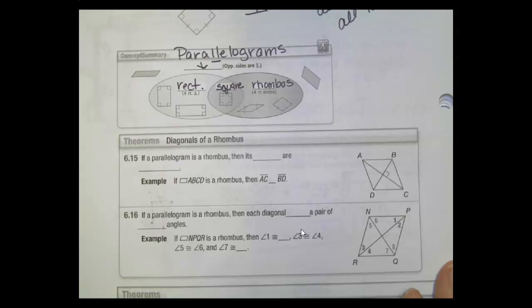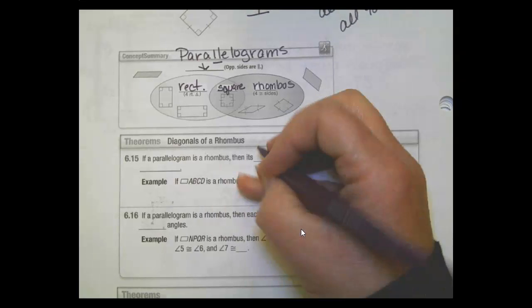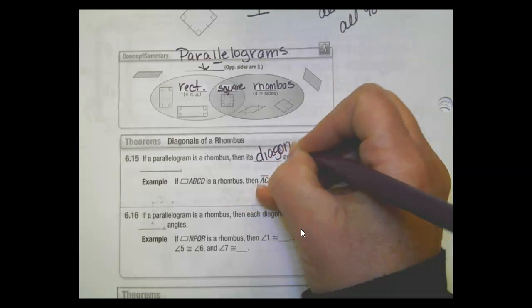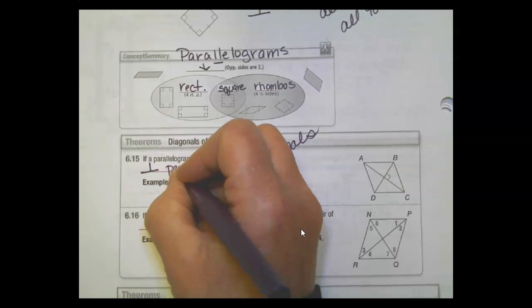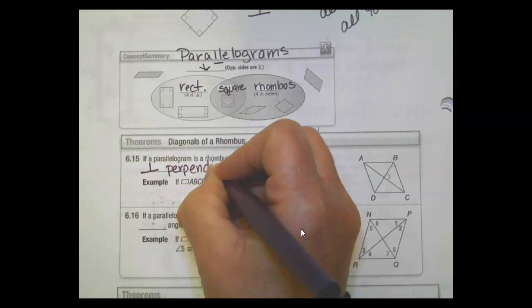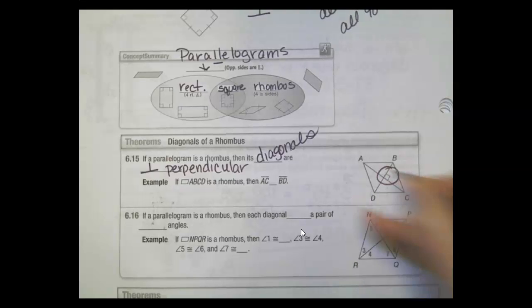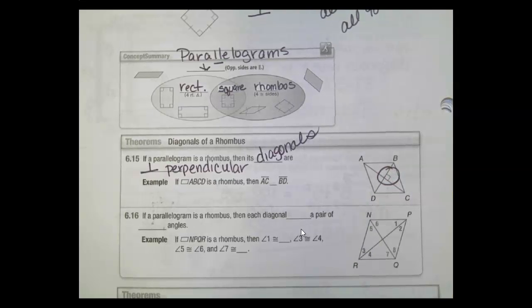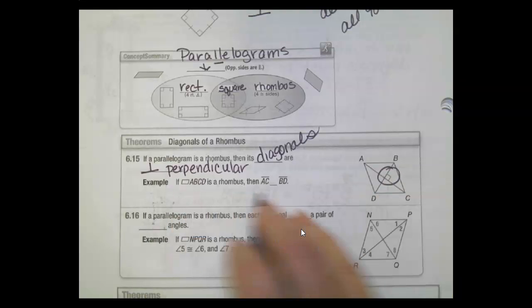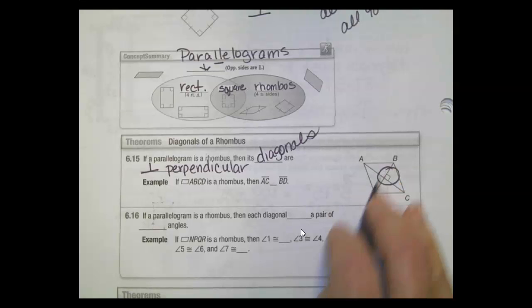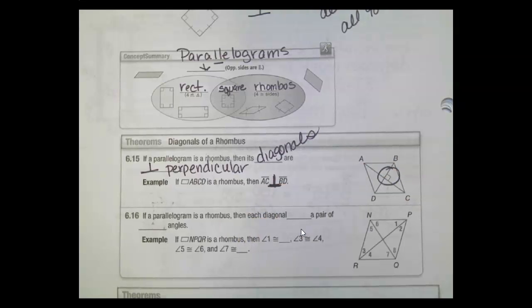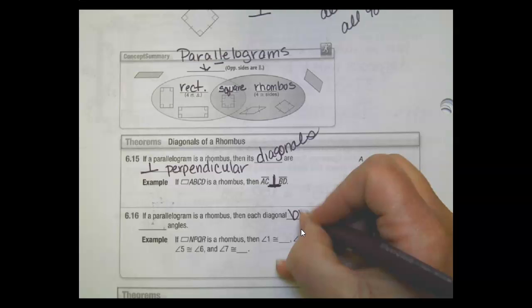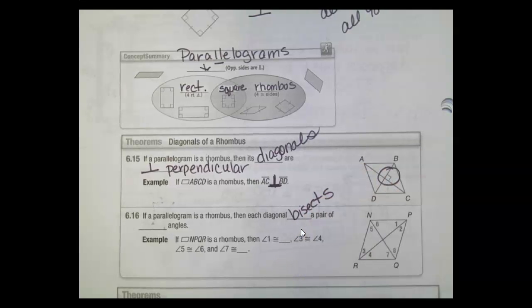If a parallelogram is a rhombus, then its diagonals are perpendicular. So that forms that 90-degree angle. So if this is a rhombus, then AC and BD are perpendicular. This next one: if a parallelogram is a rhombus, then each diagonal bisects a pair of opposite angles.